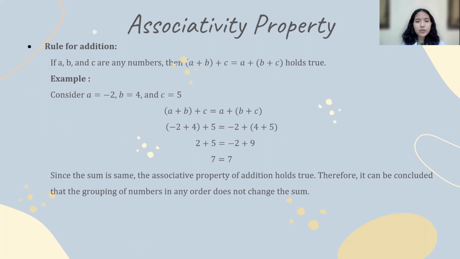We can substitute into the formula. The sum of negative 2 added to 4, added to 5, is equal to negative 2 added to the sum of 4 added to 5. 2 added to 5 is equal to negative 2 added to 9, and then the result is 7 is equal to 7. Since the sum is the same, the associative property of addition holds true. Therefore, it can be concluded that the grouping of numbers in any order doesn't change the sum.